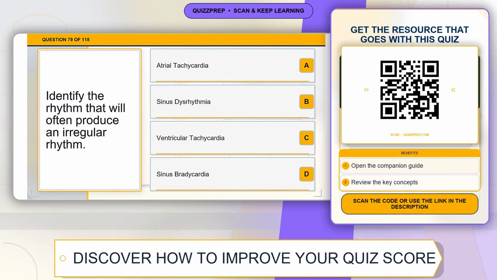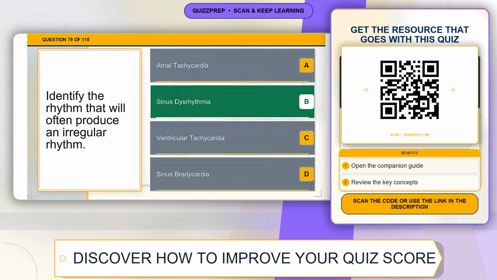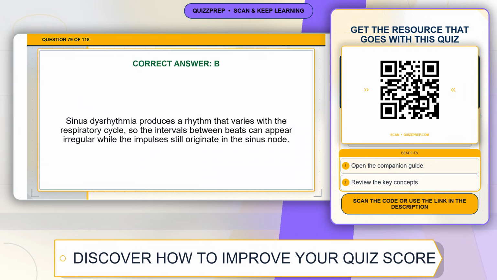Question 79. Identify the rhythm that will often produce an irregular rhythm. Option A, atrial tachycardia. Option B, sinus dysrhythmia. Option C, ventricular tachycardia. Option D, sinus bradycardia. The correct answer is option B, sinus dysrhythmia. Explanation. Sinus dysrhythmia produces a rhythm that varies with the respiratory cycle, so the intervals between beats can appear irregular while the impulses still originate in the sinus node.